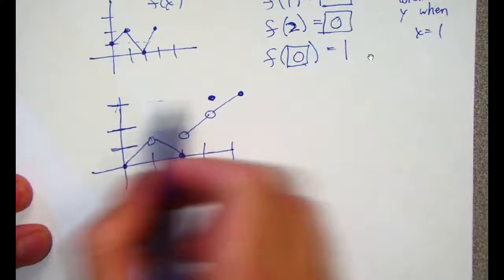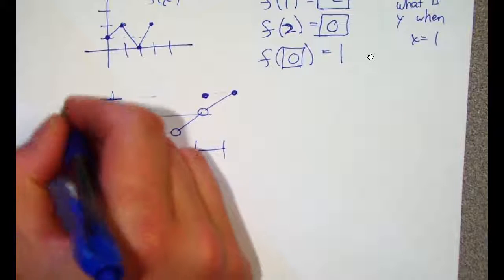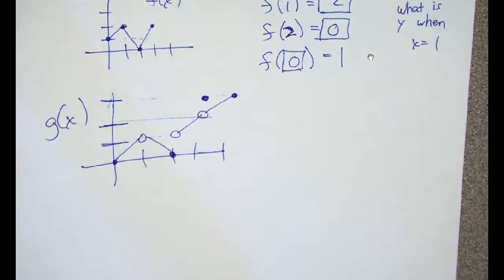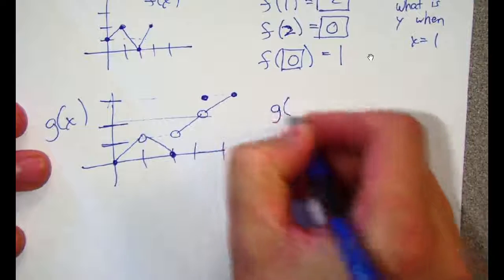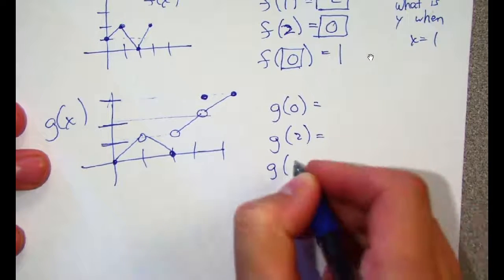try to draw that. So we'll try to make that like a 3, this a 2, these two at 1. Let's say this is g of x. And so I could ask you for g of 0, g of, let's say g of 2, and g of 3.